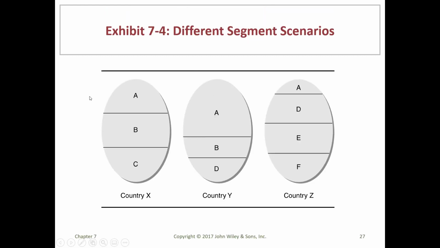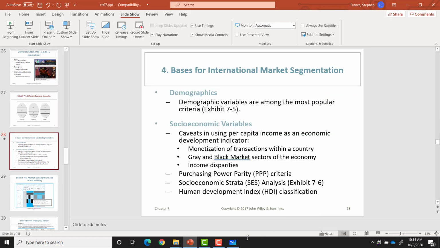Okay, and you will get this on the exam. This is just different segmentation scenarios, a little conceptual summary of what we've just covered. So I'll give you a clue here. A is in every country, so this is going to be a global segment. B is in some countries, but not all countries, so B is going to be a regional segment, same with D. And then C, E, and F are going to be quite country-specific segments.